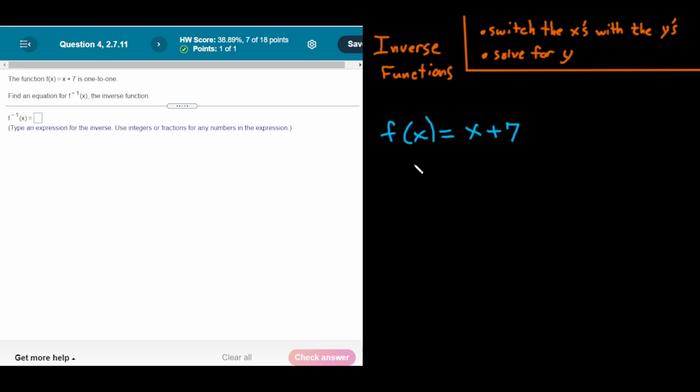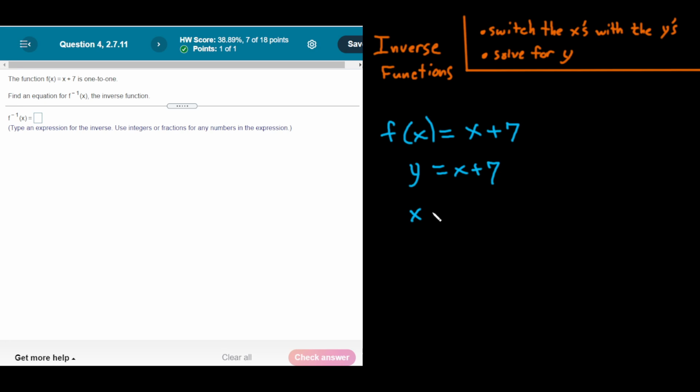So basically, let's start off by saying that this is y equals x plus 7, because f of x is y, right? You can use them interchangeably, but for us, we want x's and y's to help us solve this. So, okay, we have y equals x plus 7. Now look at the steps up there. It says switch the x's and the y's, and then solve for y. So let's start by switching the x's and the y's.